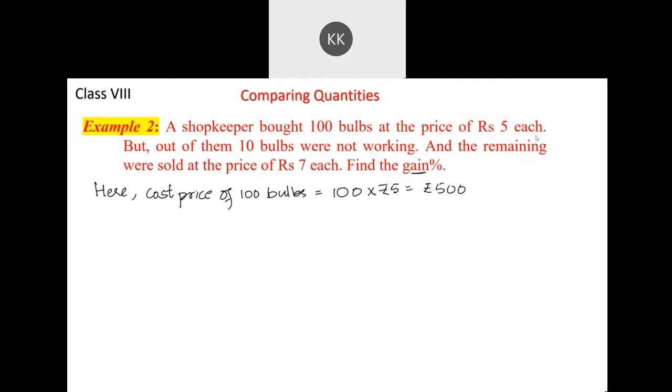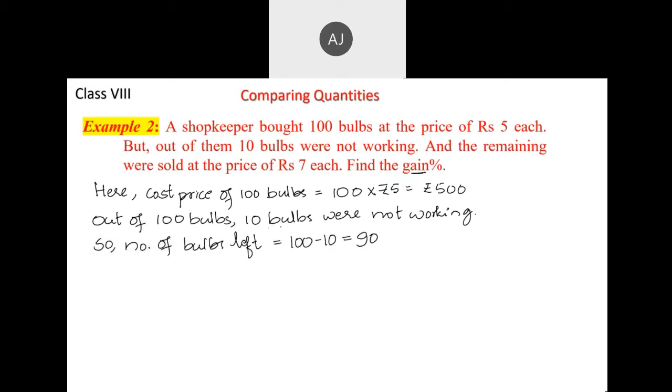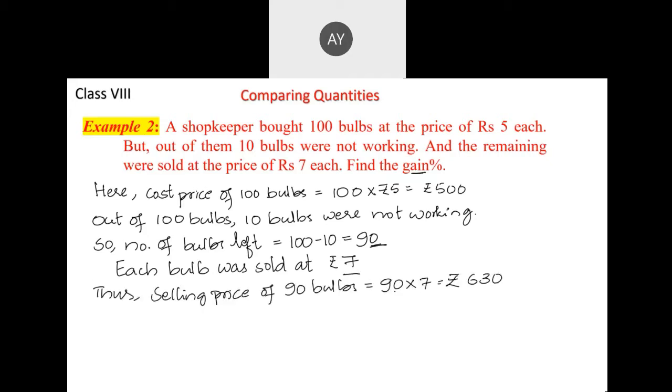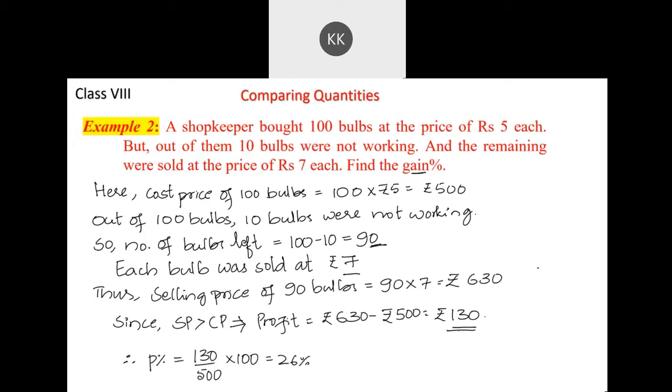So here how many bulbs were defective? 10 bulbs were defective, so only 90 were effective. And it was sold for 7 rupees. So 7 times 90 bulbs is 630. So the difference of selling price and the cost price will be 130. So the profit percent is 26%.